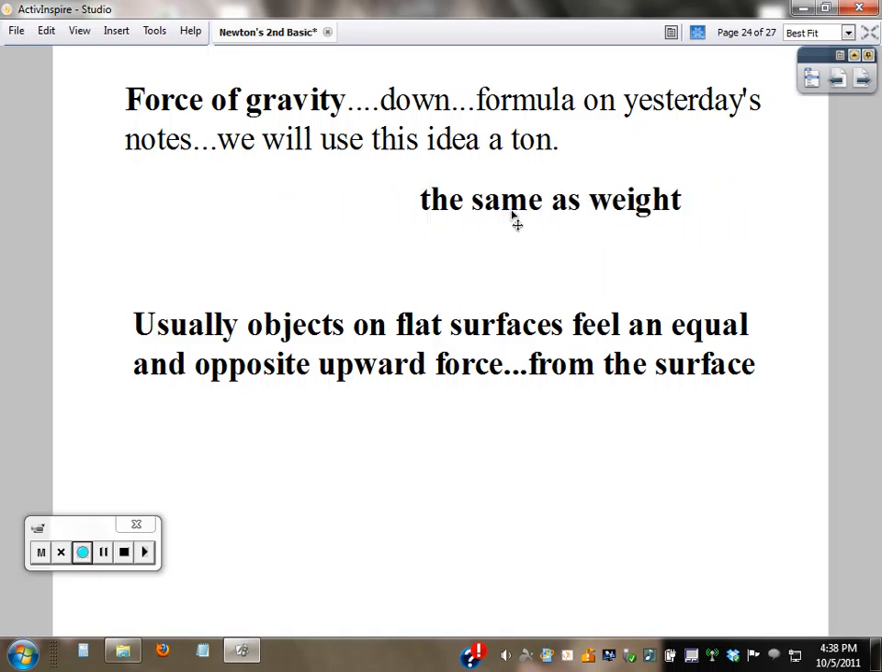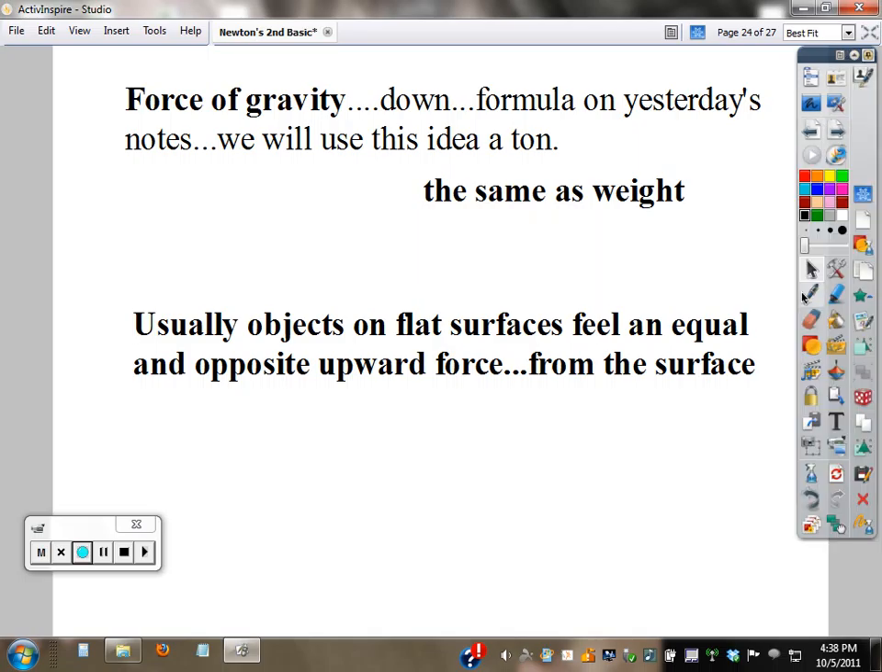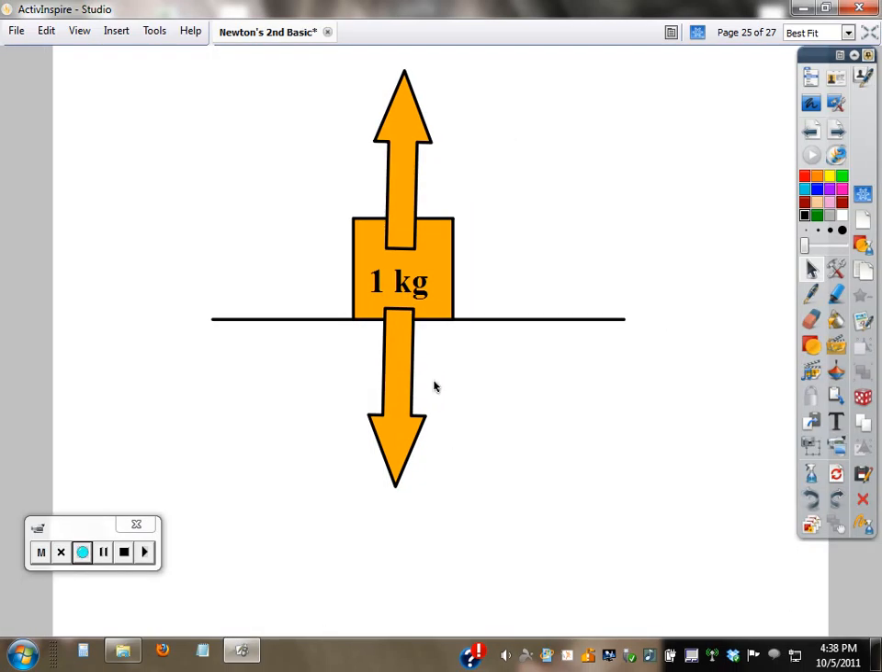Force of gravity is the same as weight. It's the down force. We'll use this idea a ton. You have this in your notes from yesterday, but not the weight part. Sometimes the textbook problems will call it weight. Fg equals mass times 9.8. Usually objects on a flat surface feel an equal and opposite force from the surface. Write that down. Here's a picture, so you can just rewind the video if you need it. But gravity is down, and the table is pushing back up. So force of gravity, solve for it right now. Using your notes from yesterday, solve for force of gravity. Mass times 9.8.